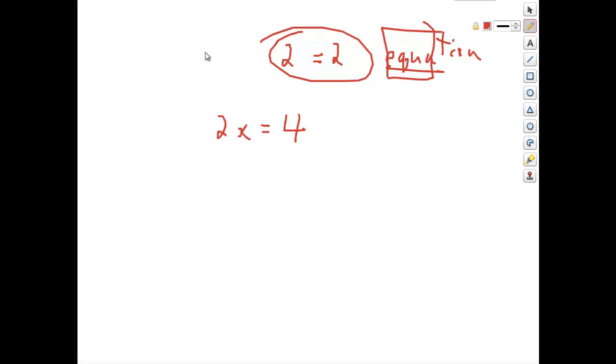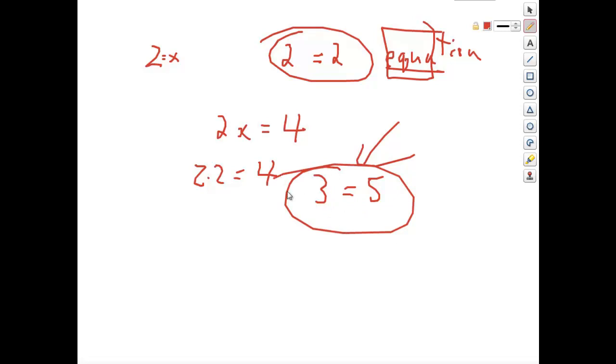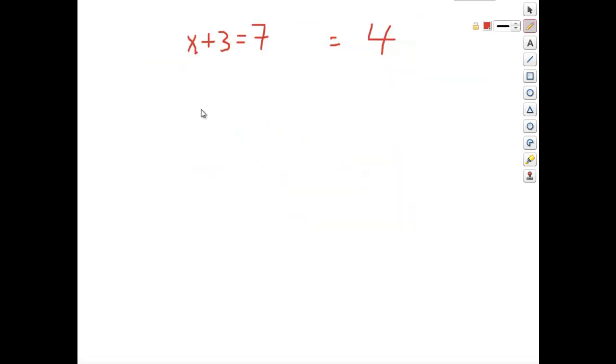2 equals 2 is an equation. 2x equals 4 is an equation because x could equal 2. In that case, 2 times 2 equals 4. Okay? 3 equals 5 is not an equation because it's not a true statement. Okay, what's the next step? Let's take a look at the equation x plus 3 equals 7. Okay? We all know that the answer is 4, and that's obvious.